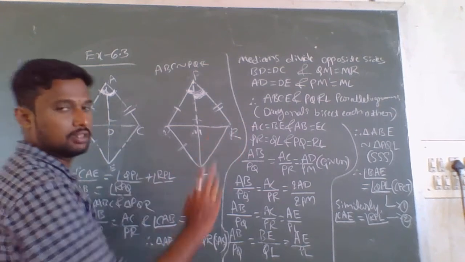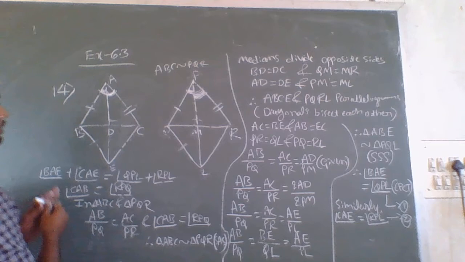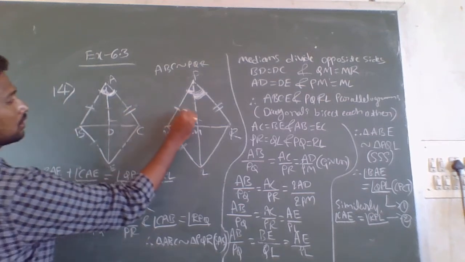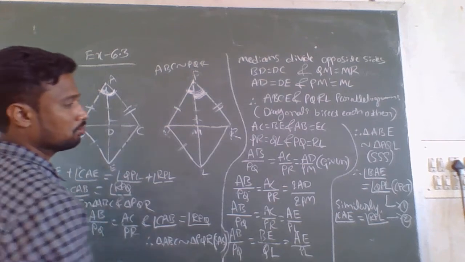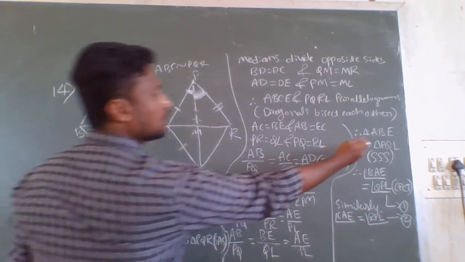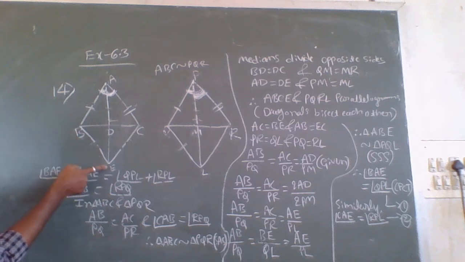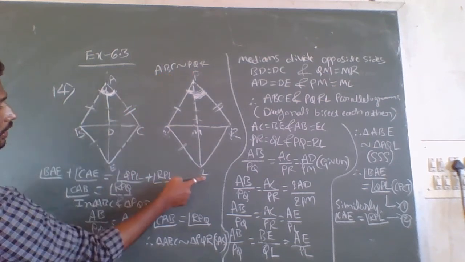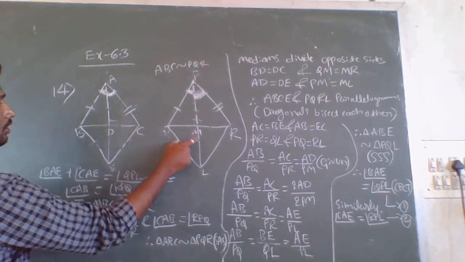In the second step, what can you do? It is given that these three sides are proportional. We have to write this and multiply by 2AD, 2AD. In the second step, what are we doing here? We should prove this ABE is similar to PQL. ABE is similar to PQL. We have to prove these two triangles are similar.